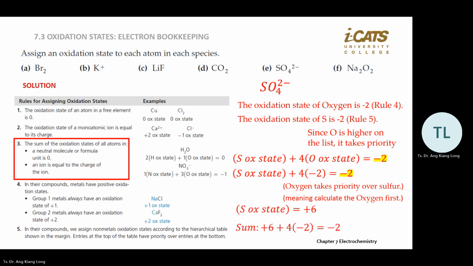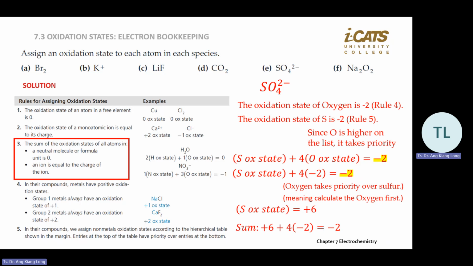Okay. Some need to check again. When you find that one of the elements' oxidation state equals +6, you need to check whether the sum is correct or not. So +6 is the S, then 4 times -2 equals -8, giving -2 in total. So you check that the left hand side equals the right hand side. Understand? This is how you use the table.